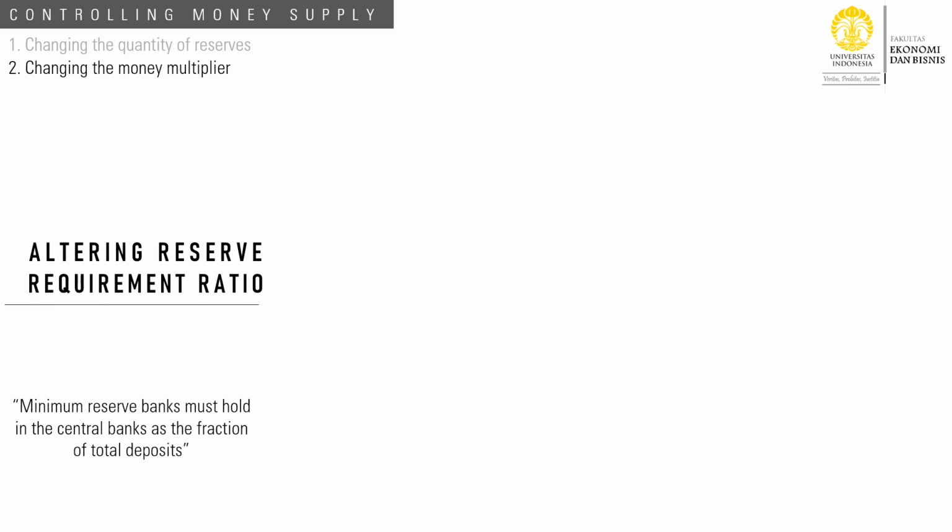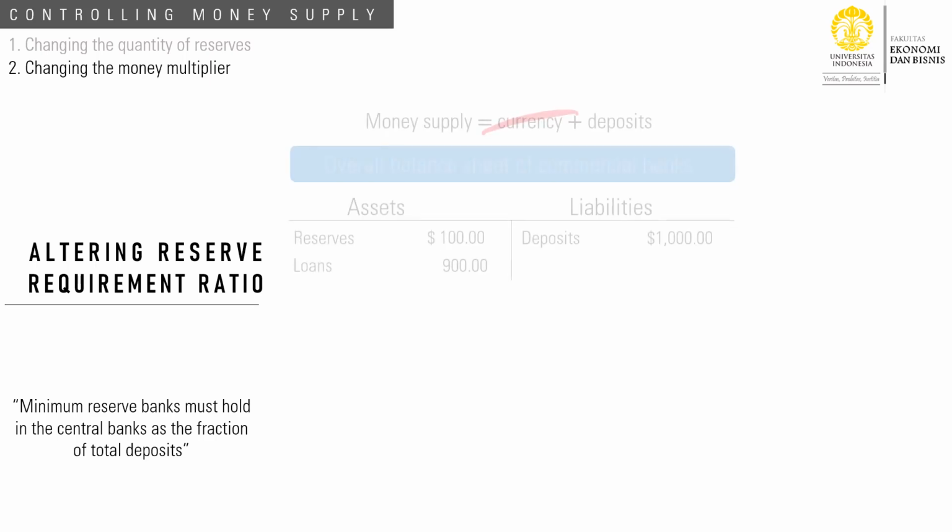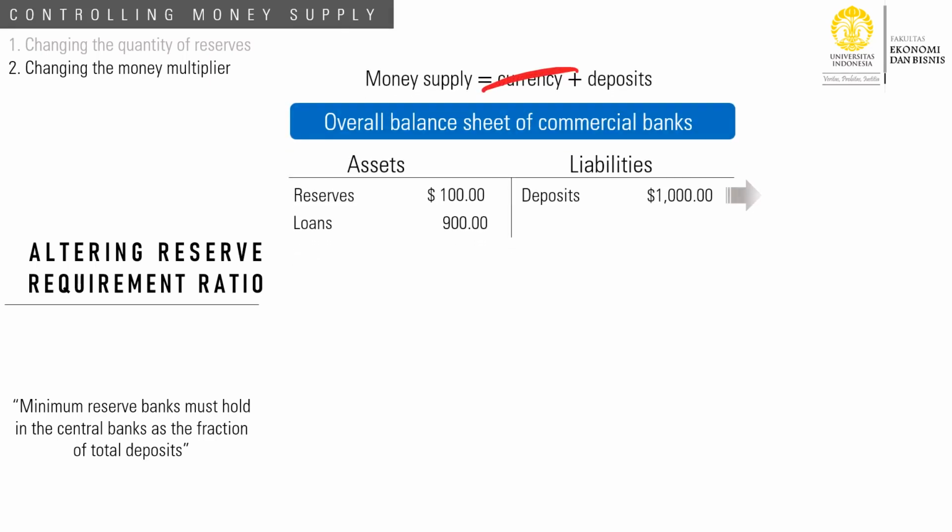It should be clear that the higher the ratio, the less excess reserve the commercial banks have that can be converted into loans, implying the lower money multiplier and the lower money supply. How does the process look in the overall balance sheet of the commercial banks? Using the same T account here, this is the initial condition.